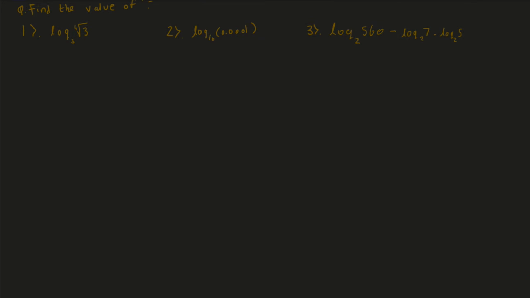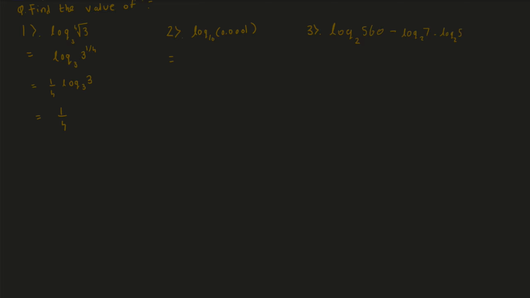The first one is log of the 4th root of 3 to the base 3. So what we are going to do here, we are going to write the 4th root of 3 as 3 raised to 1 upon 4, to the base 3. And now we use the power property and take the 1 upon 4 outside, and this becomes 1 upon 4 log 3 to the base 3. Now the number and base is same, so that's just going to be 1. So we get the answer of the first question as 1 upon 4.